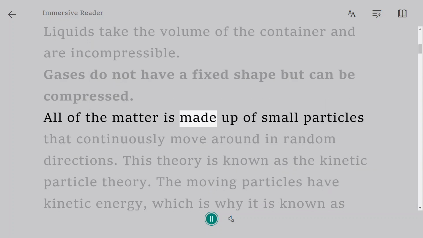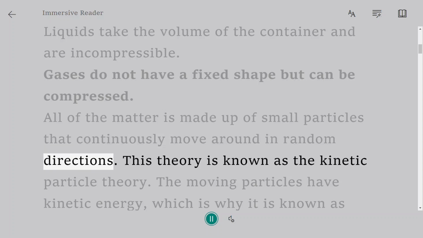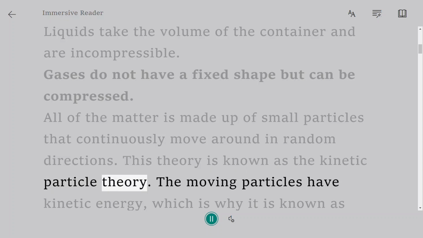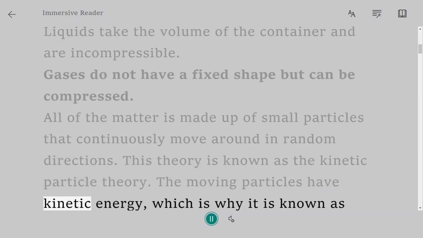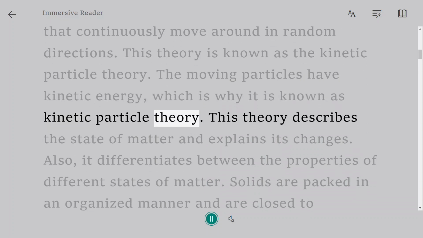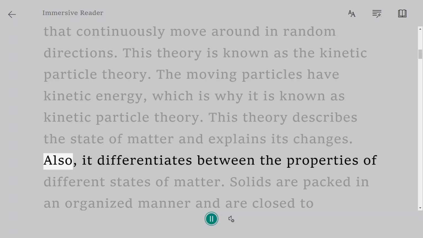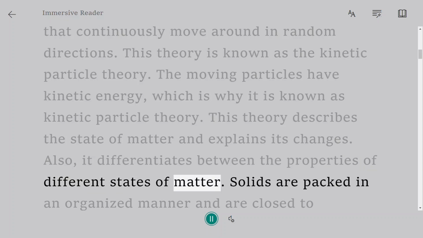All matter is made up of small particles that continuously move around in random directions. This theory is known as the kinetic particle theory. The moving particles have kinetic energy, which is why it is known as kinetic particle theory. This theory describes the states of matter and explains their changes. Also, it differentiates between the properties of different states of matter.